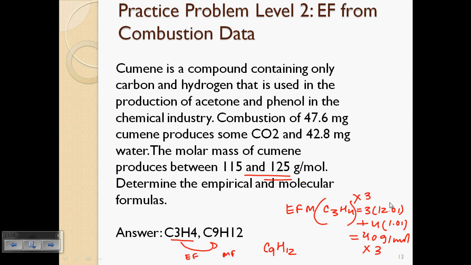To convert the empirical formula to the molecular formula, you need this n, a small number that you multiply the empirical formula by. So to get the n, you take the molar mass and divide it by the empirical formula mass. And once you get the n, if you multiply your empirical formula by n, you get the molecular formula.